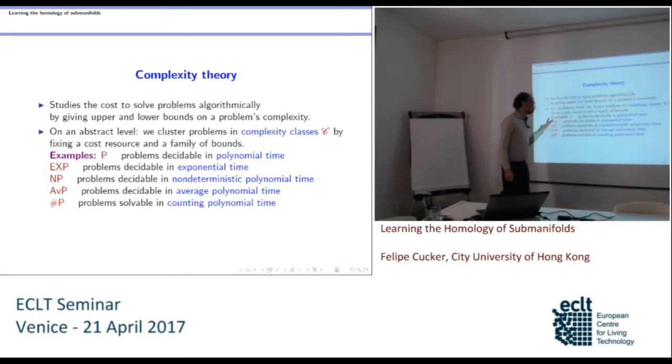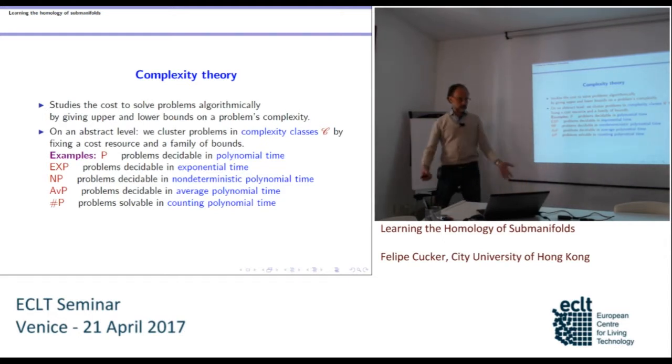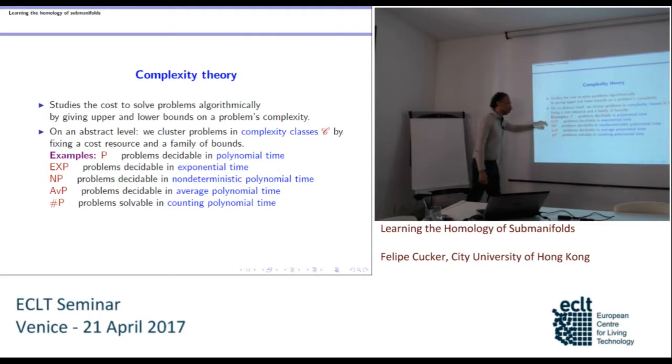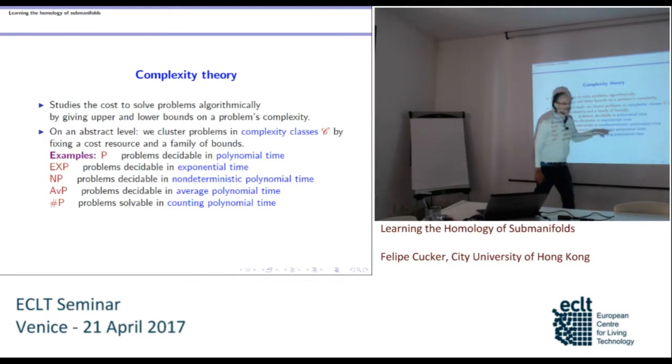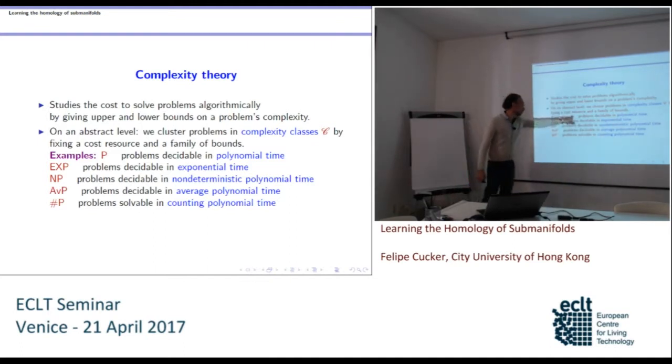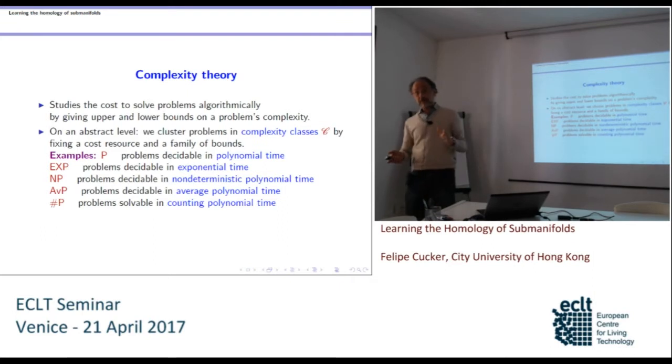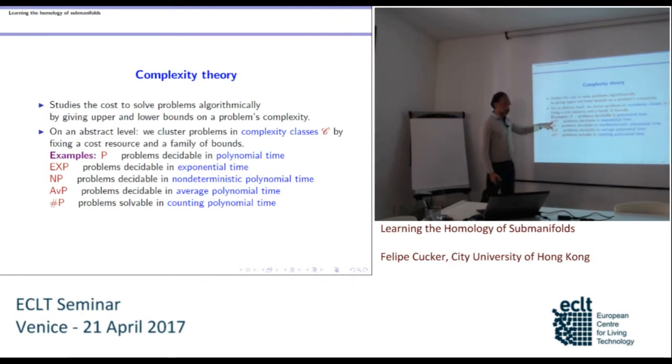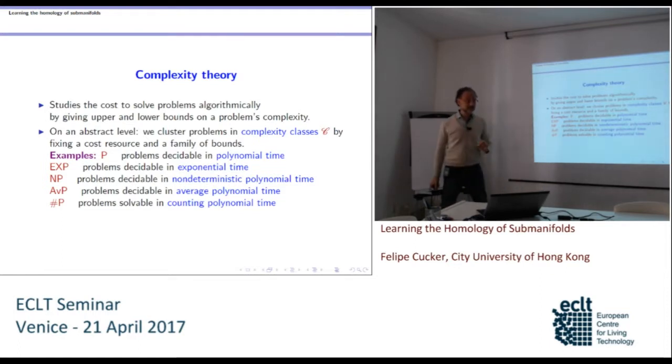EXP, exponential, problems decidable in exponential time. Instead of a polynomial, I allow an exponentially large number of things here. NP, problems decidable in non-deterministic polynomial time. This is not a physical notion, it's a theoretical notion. And NP is between these two. It is well known that P is included in NP and then NP is included in EXP, but none of these inclusions, none of the two, is known to be strict. One of them must be strict because P is strictly included in EXP, but we don't know which one.